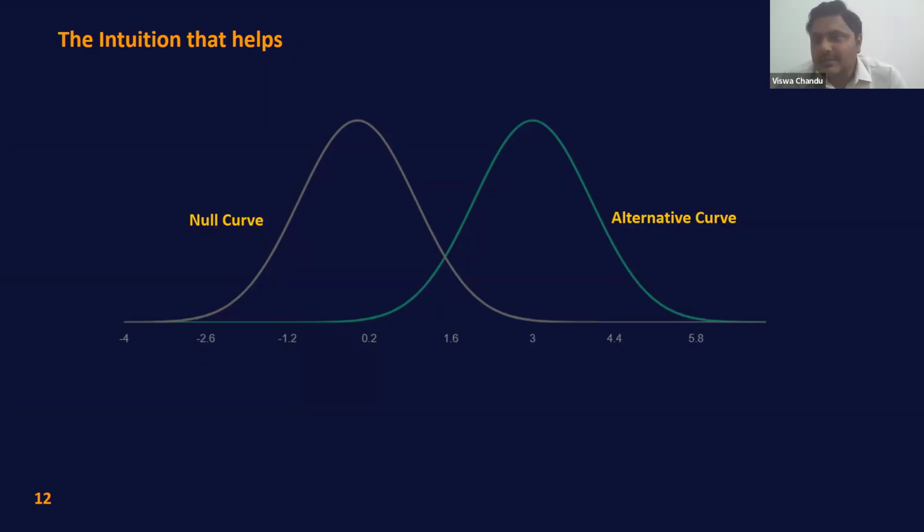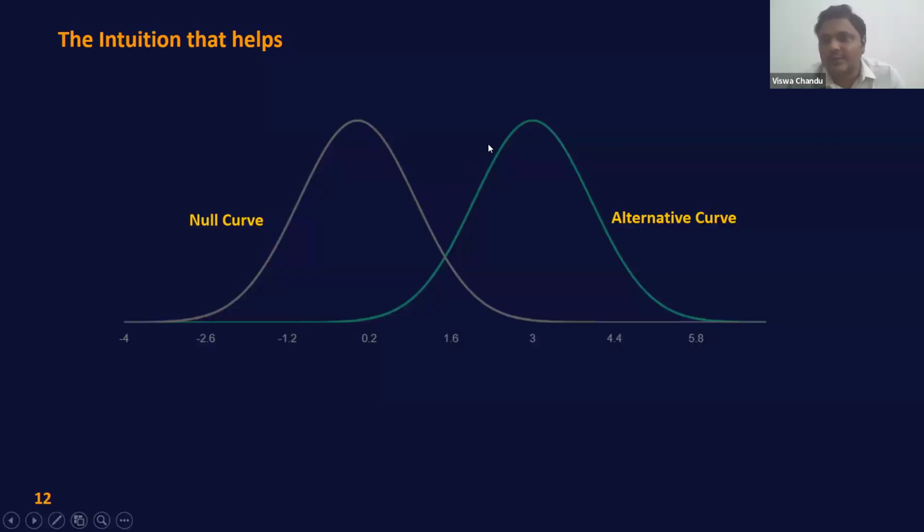And what does the null hypothesis curve say? The null hypothesis curve says, if there is a population where there is no effect, if I repeat the study endlessly, what is the range of values I would keep getting? So as you can notice, what is the central point in the null hypothesis curve? The central point is 0.